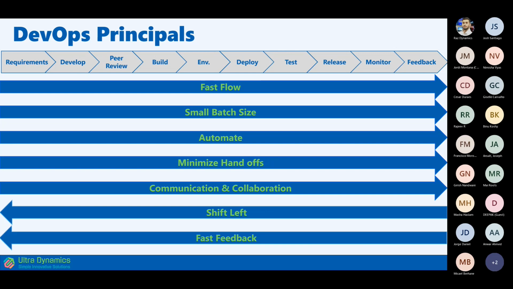And finally, what goes with shift left is fast feedback. We need to ensure that we're getting feedback as early as possible so we can adjust and move forward. So this is just an introduction. I think these are key principles that apply to a lot of DevOps implementations, and especially in large organizations such as financial services.